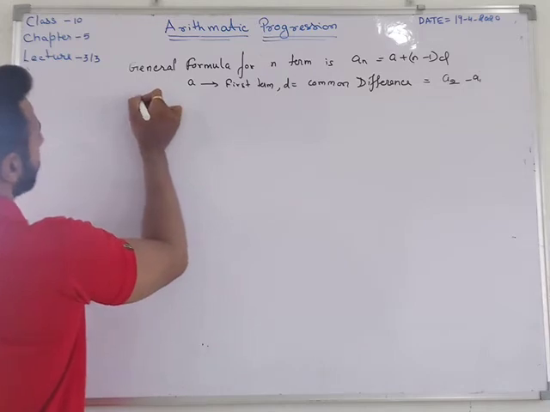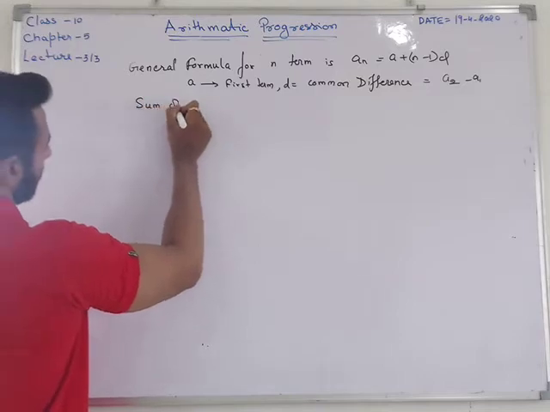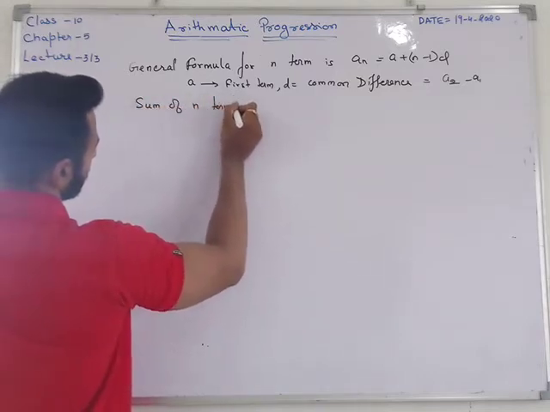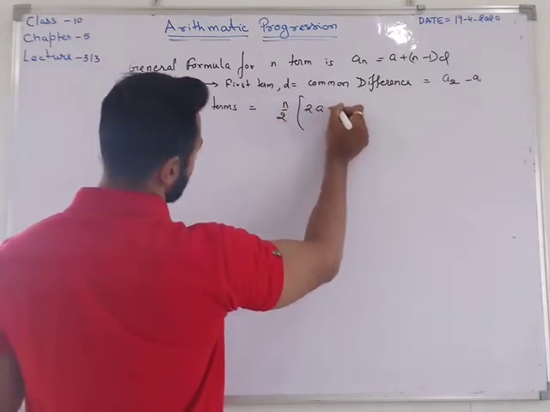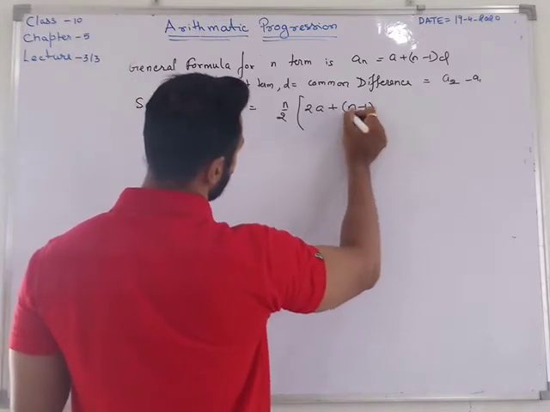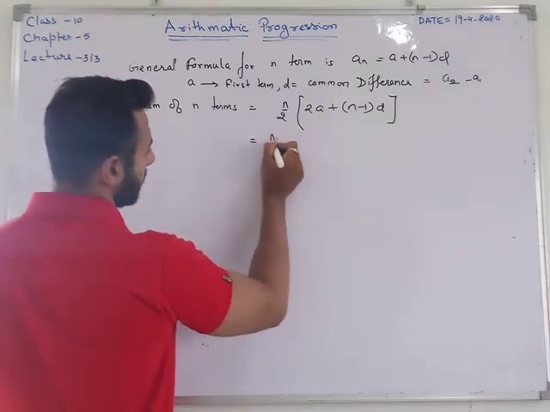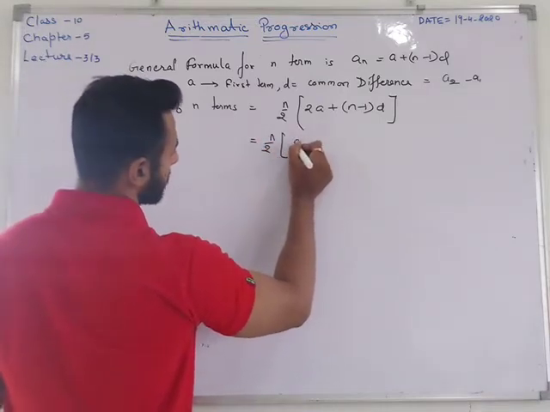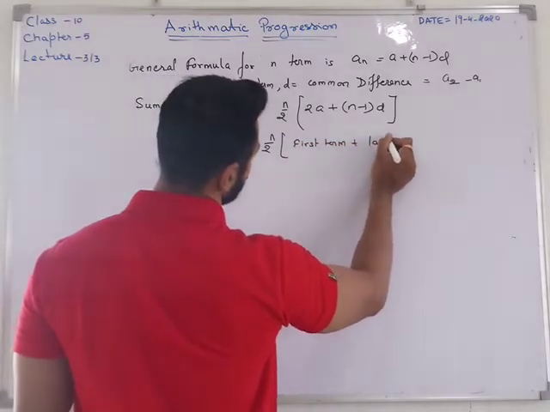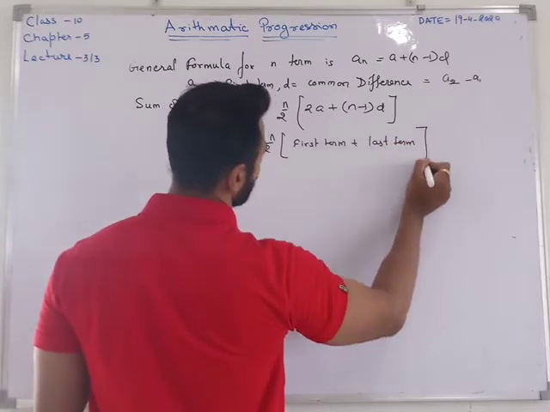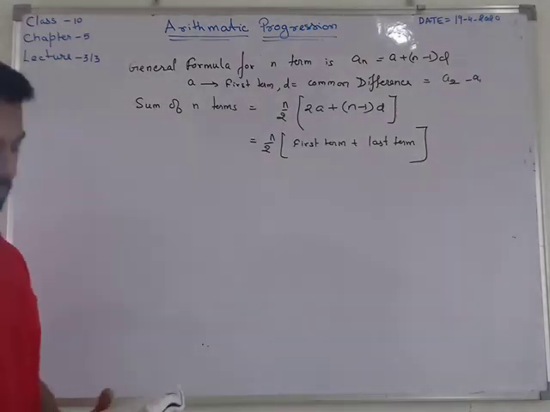Now, the formula for the sum of n terms is given by n by 2 twice of a plus n minus 1 into d, or we can write n by 2 first term plus last term. Now let us see questions based on these formulas.